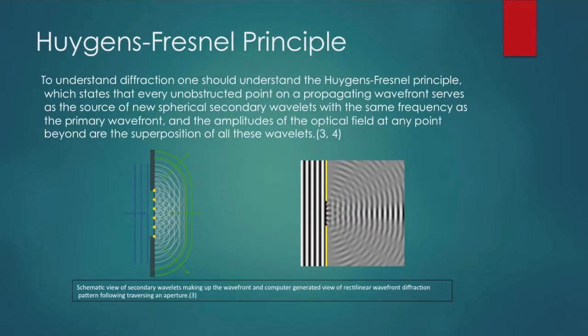To further understand the nature of diffraction, we need to first go through the Huygens-Fresnel principle, which states that any unobstructed point on a propagating wavefront serves as the source of a new spherical secondary wavelet with the same frequency and amplitude. It's important to realize that the amplitude of the optical field after the point of diffraction is composed of the superposition of the secondary wavelets, as demonstrated by these diagrams here.